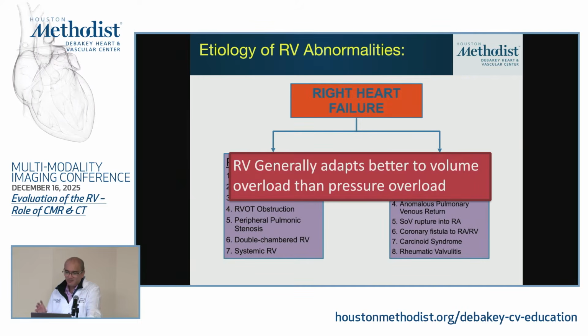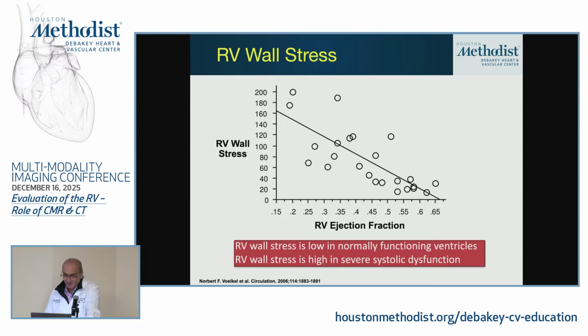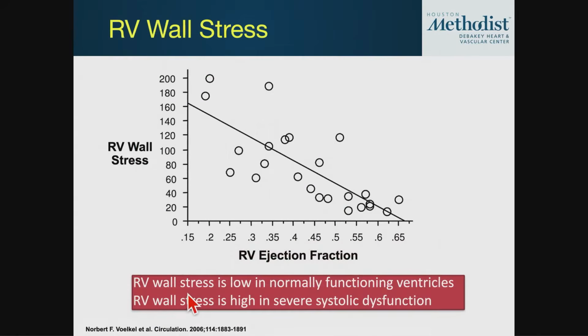In general, the RV tends to adapt better to volume overload than to pressure overload. And again, if you remember that slide I showed you, the RV is much more sensitive to pressure overload than it is to volume overload. And then this is really the relationship between RV ejection fraction and wall stress. And you can see that RV wall stress is low in normally functioning ventricles, but that RV wall stress is high in the setting of significant right ventricular dysfunction.